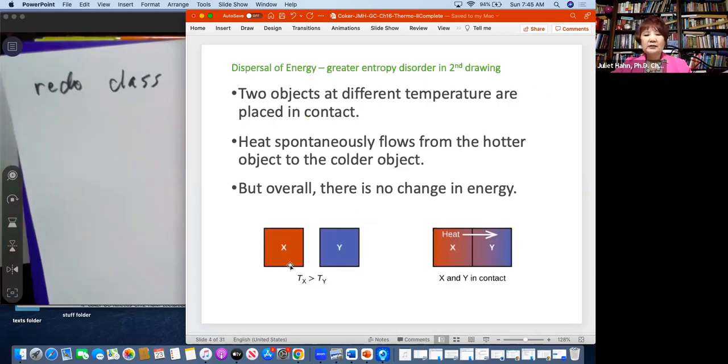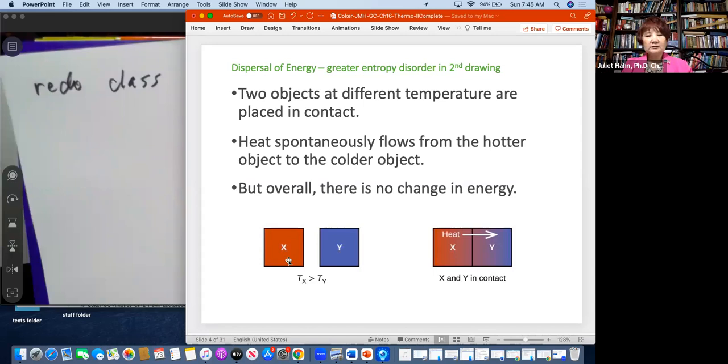Here we have another idea of disorder. You've got two objects, one is hot and one is cold. So X is hot and Y is cold. If you put the two objects in contact, the heat will disperse from X to Y, and then you'll eventually end up where X and Y have the same amount of heat. But if you look at it from the outside, we're not changing the energy of the combined XY because it's just moved to a different place.